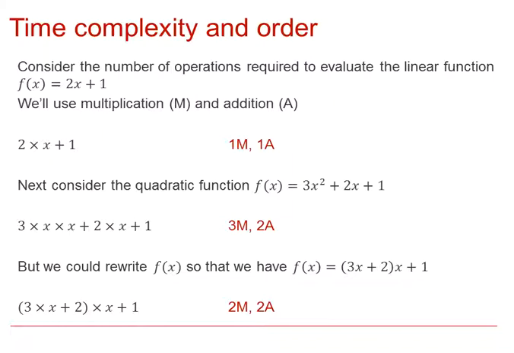If we go on to consider the quadratic function f of x equals 3x squared plus 2x plus 1, you can see that that would be 3 times x times x, plus 2 times x, plus 1. If you look at the operations, that is 3 multiplications and 2 additions. However, if we rewrite f of x as 3x plus 2 in brackets, times x, plus 1, then we would have 3 times x plus 2, times x plus 1, which reduces the number of multiplications to 2. We still have 2 additions.